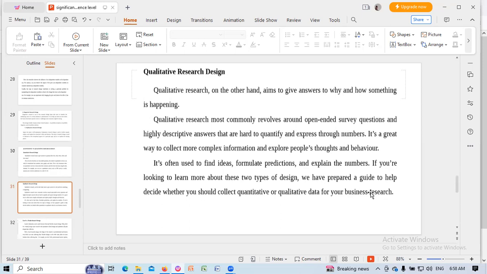Qualitative research most commonly revolves around open-ended survey questions and highly descriptive answers that are hard to quantify and express through numbers. It is a great way to collect more complex information and explore people's thoughts and behavior. It's often used to find ideas, formulate predictions, and explain numbers.